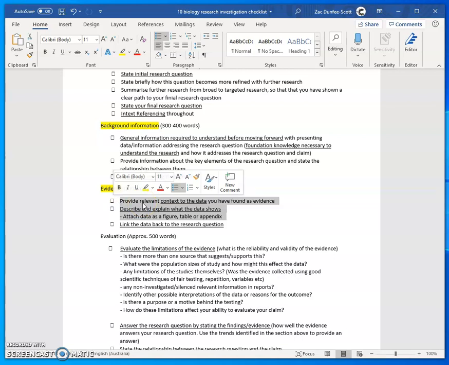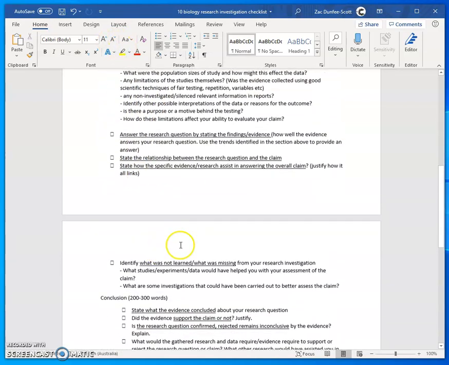This is all the information about that piece of evidence. Breaking down that specific piece of evidence. What is it? What does it mean? What does it tell me? Everything about the evidence. The next thing is the evaluation, which is very important.